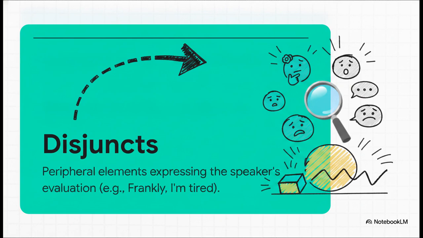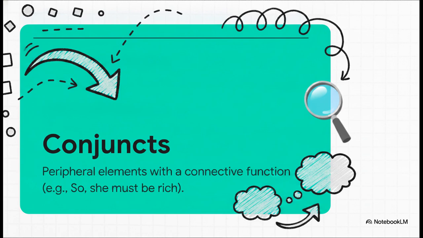Disjuncts kind of sit outside the core clause. Their job is basically to express the speaker's own evaluation, authority, or attitude about what they're saying. When someone says, "Frankly, I'm tired," that word frankly isn't describing how they are tired. It's the speaker bluntly evaluating their own statement. Make sense? Finally, to round out Quirk's four-part model, we have conjuncts.